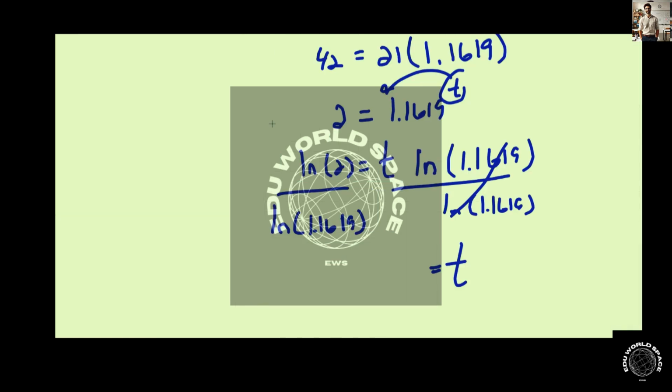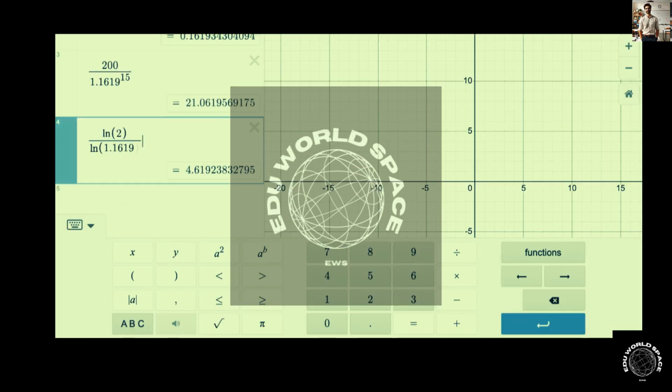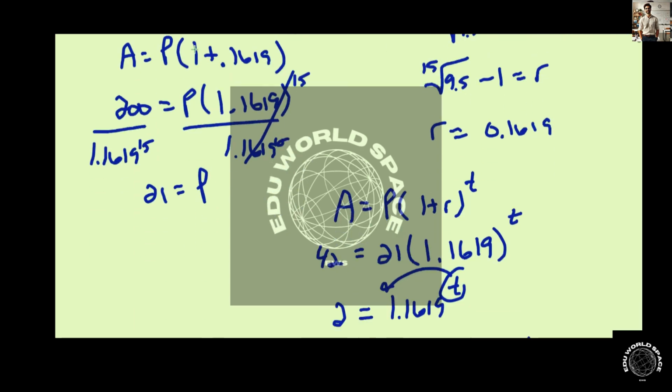We're rounding time to 2 decimal places. So this would be 4.62 minutes to double.